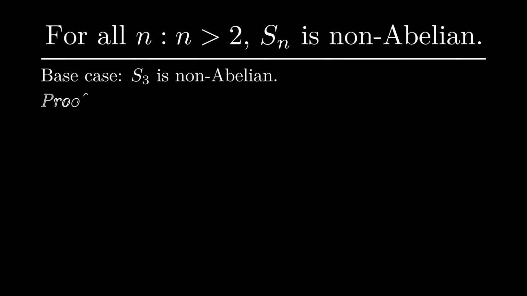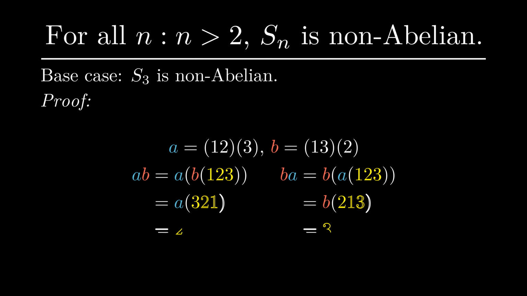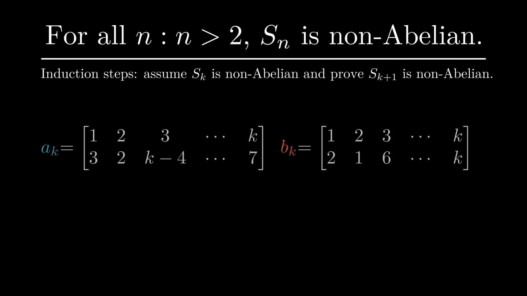So the base case is that the symmetric group for 3 elements is not abelian. We just write that out. It's not abelian. Now for our induction step, we're going to assume that the symmetric group for k elements is not abelian, and we're going to prove that the symmetric group for k plus 1 elements is not abelian.